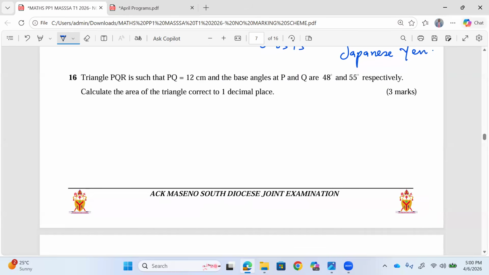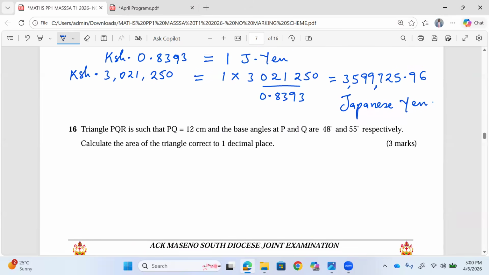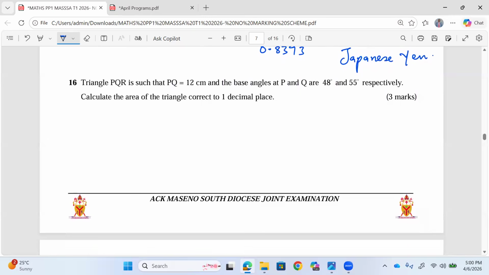Allow me to sketch this information as a diagram. This is P, this is Q, and this is 12 centimeters.